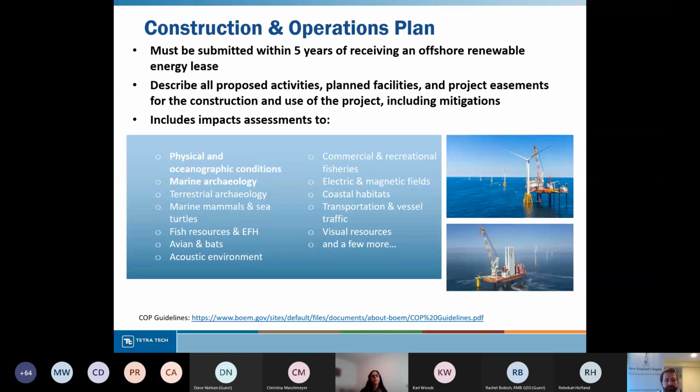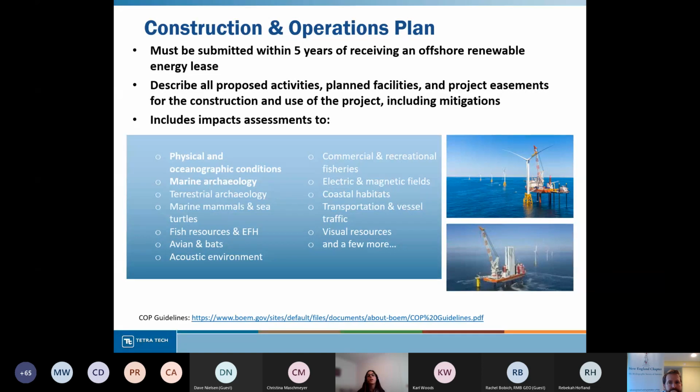And then we have the COP, the Construction and Operations Plan. So while the SAP must be submitted within 1 year of receiving a BOEM lease area, the COP must be submitted within 5 years. And that's because the COP is a much larger, much more involved document.